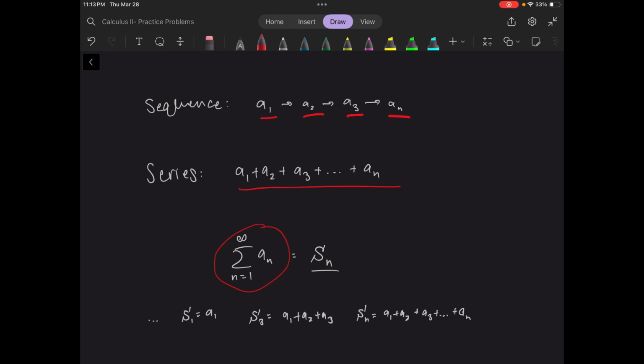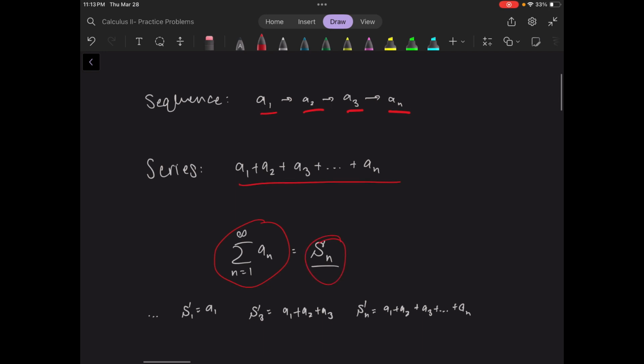We are adding up that sequence of terms from n equals 1 to infinity, and that becomes s sub n. So a little bit of notation: s sub 1 would just be the first term. S sub 3 would be the sum of the first three terms, and finally S sub n is the sum of n terms.